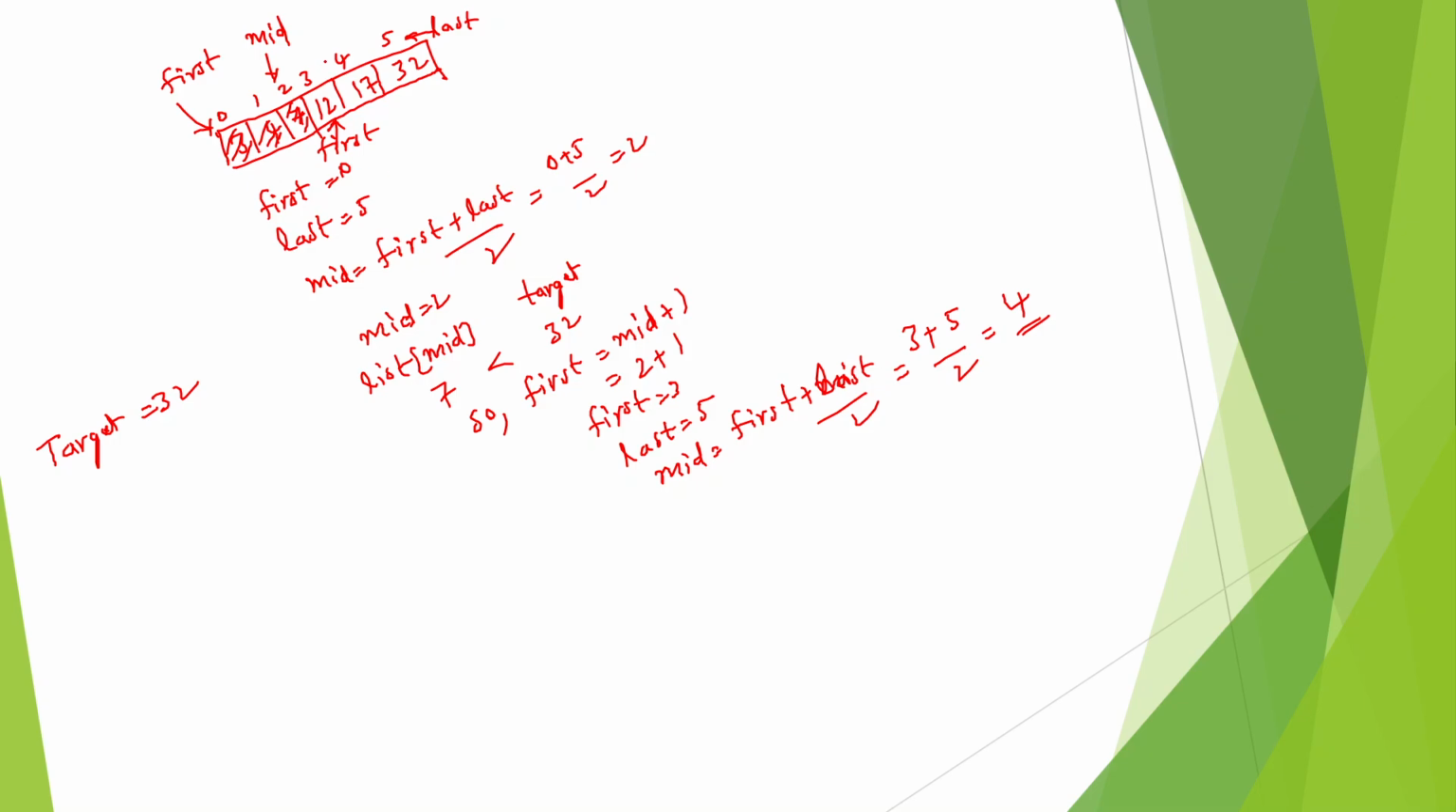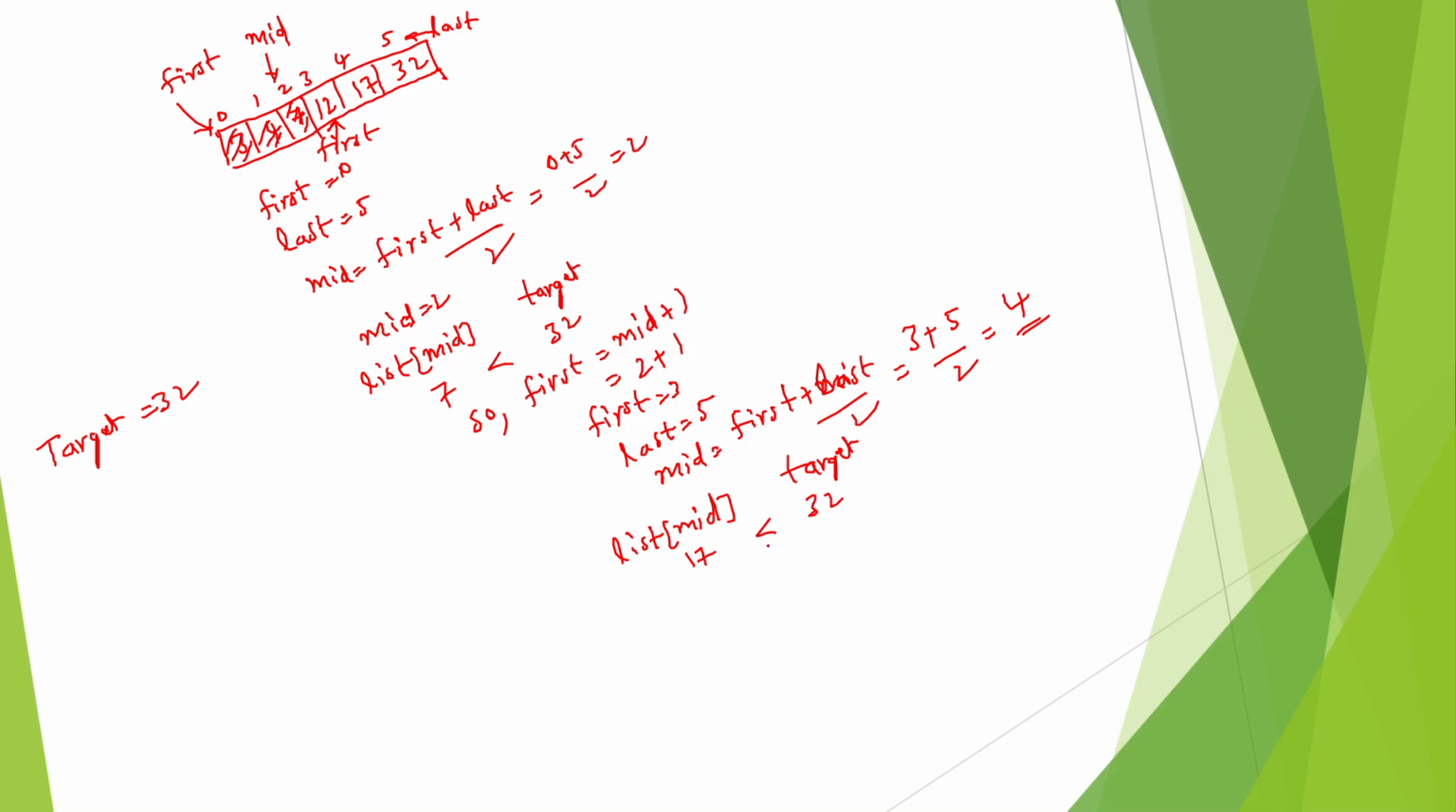So again, now you see list of 4, how much is it? 17. Once again you do the comparison between list of mid on one side and target on the other side. List of mid, how much? 17. List of mid is nothing but list of 4, the newly calculated mid, and target equals 32.